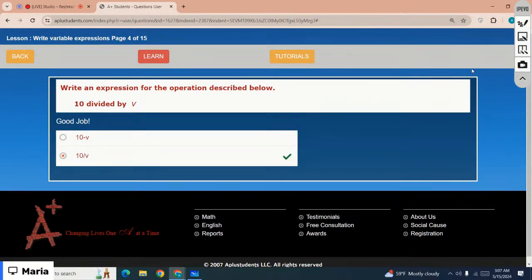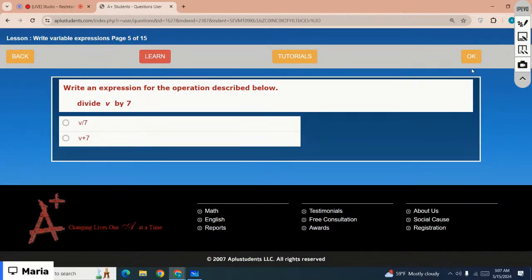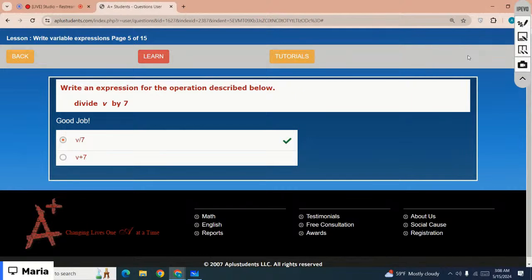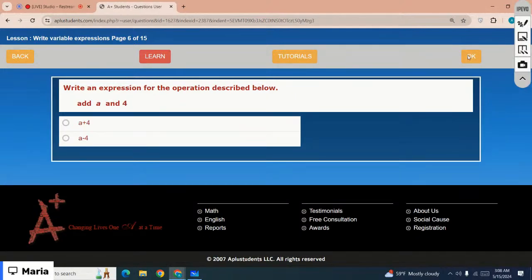Okay, the next one is divide Y by 7. So, which is the correct option? That is option number 1. You have to divide by 7. So, V divided by 7 is the correct option. Write an expression for the operation described below. Add A and 4. So, which is the correct option? That is A plus 4 is the correct option.